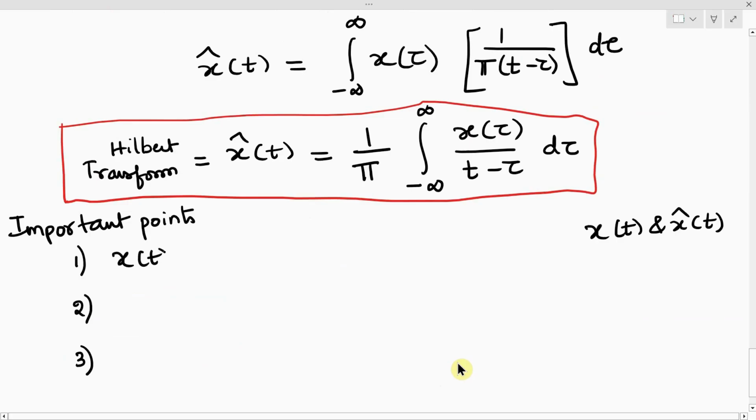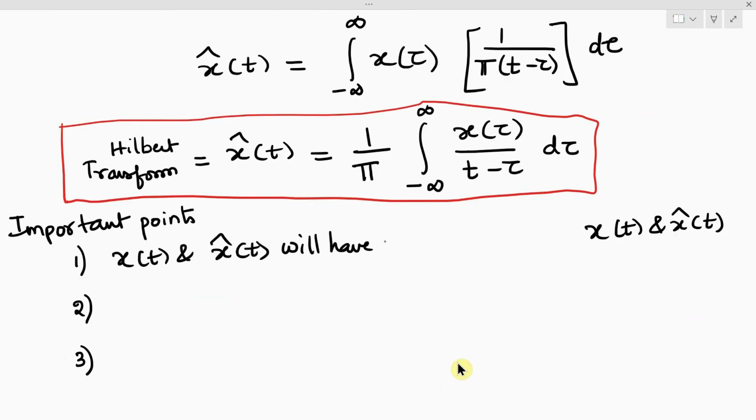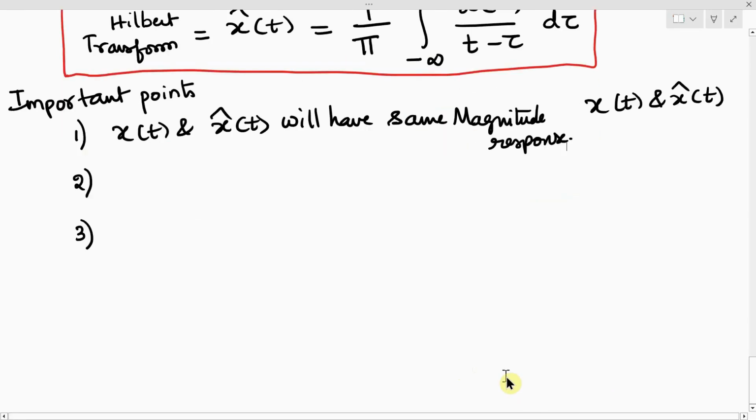So the first point is x of t and its Hilbert transform x cap of t will have same magnitude response. Clear? Is it okay? Yes, sir. Yes, done. Next question. Next question I will be writing here.